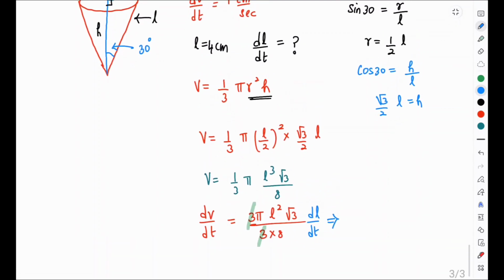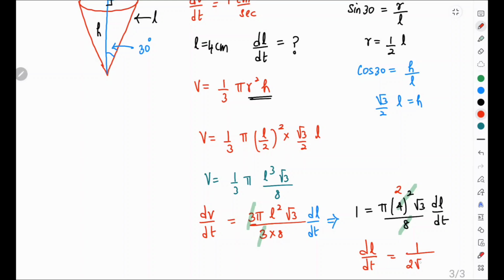So from here, what you can do is, what they've given, 1 is equal to pi into 4 square root 3 dL by dt, that's the question, divided by 8. Now you can cancel these two things also. So it goes 2 times. So here you get 2. So dL by dt will be equal to 1 divided by 2 root 3 pi centimeter per second.